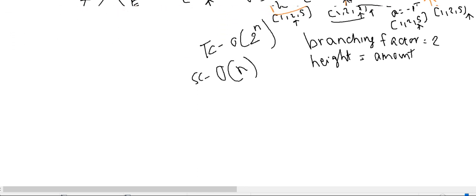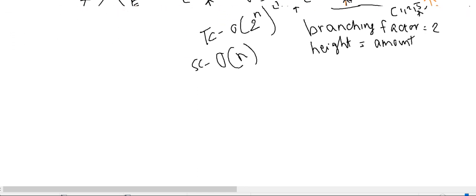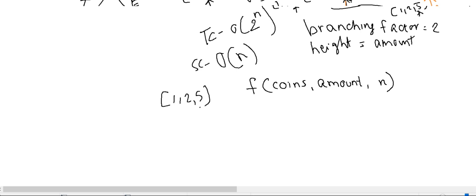So if you look at this, this is nothing but a recursive approach. Okay. So I have a function. My function takes coins, which is an array of integers. It takes amount, and it takes the index, which points to the last array element, which is n. So if it's like this, 1, 2, 5, n is pointing here.